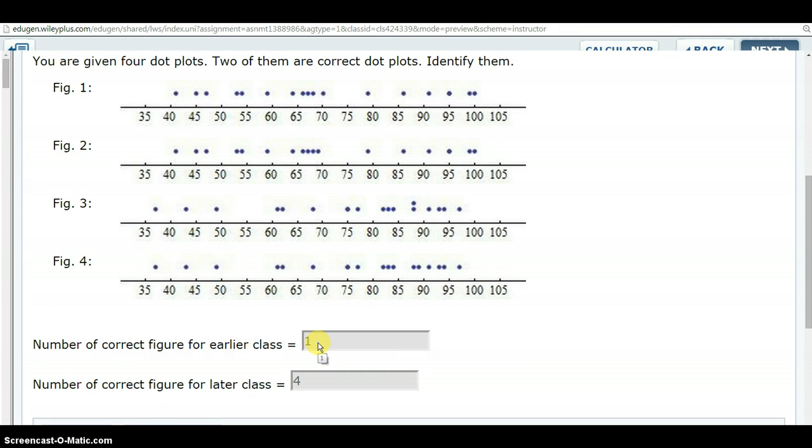A lot of these homework problems will use the fact that there are multiple options, and certainly a much easier way of solving the problem is to take advantage of that and try to eliminate the options until you find the only possible one. In this case, this is the earlier, this is the later.